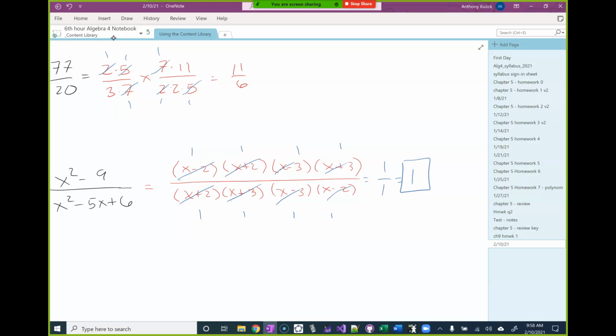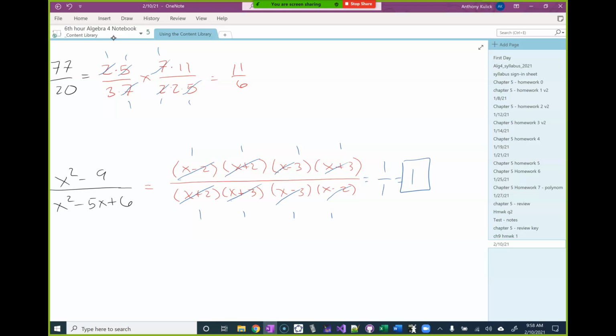Does that one work out easier? I mean, they all boil down to being the same thing. You factor them, reduce everything you can. Whatever you can't reduce is your answer. You know what I mean?